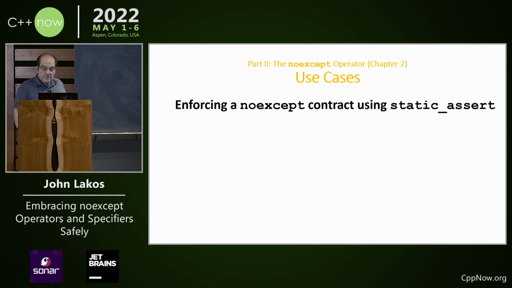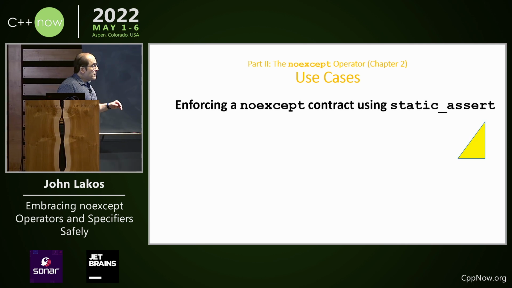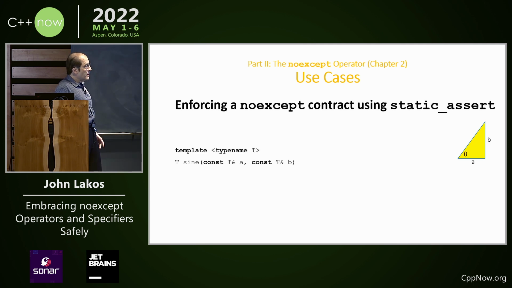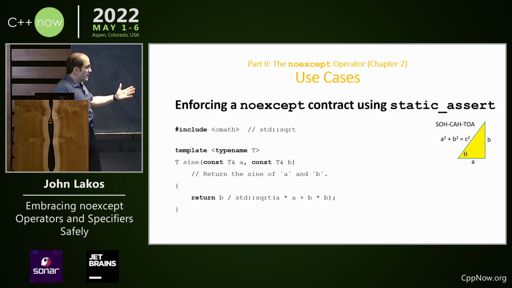So we could enforce the noexceptness of something using static assert. And I made up this cute little example where I have something called sign, and it's a function. Here it is. It's no big deal. It's just a function that calculates the sign, and we include math, and look what I did. So that is the function.